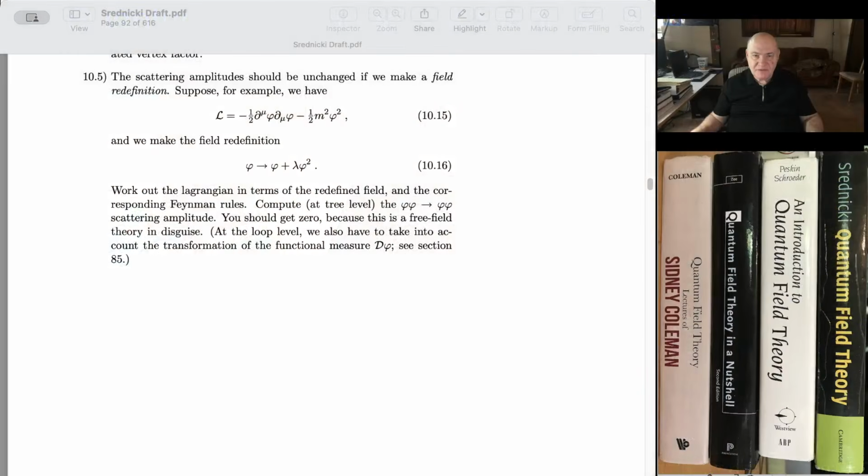Today I want to do a video on a problem in Srednicki's book, problem 10.5. This is part of lesson 10, and this is a very instructive problem. Let me make this a little bit bigger so you can read it better, maybe.